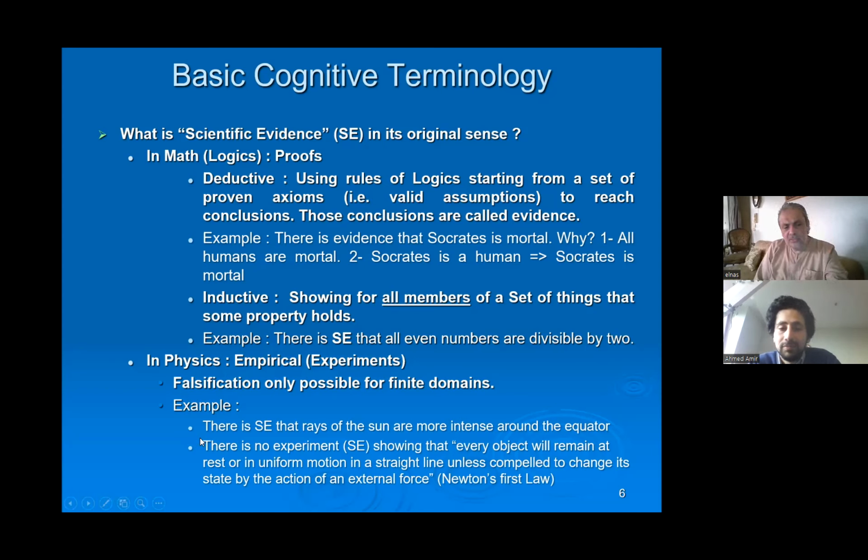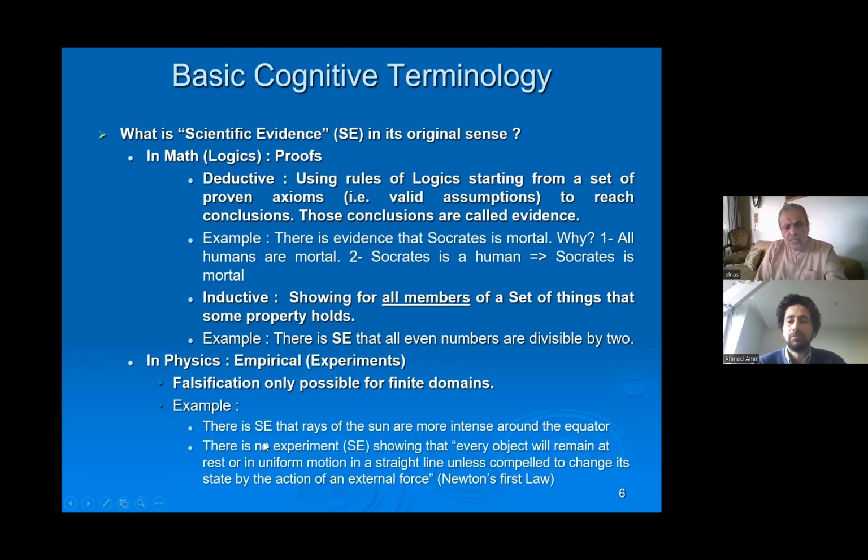In any case, falsification is only possible for finite domains. For example, there is scientific evidence that the rays of the sun are more intense around the equator because we can do the experiment. I have empirical data, and this empirical data is not verifying, as we said, but it is an attempt to falsify my theory, and when it works, when there is no problem, then I haven't falsified the theory. That means the theory is still valid.